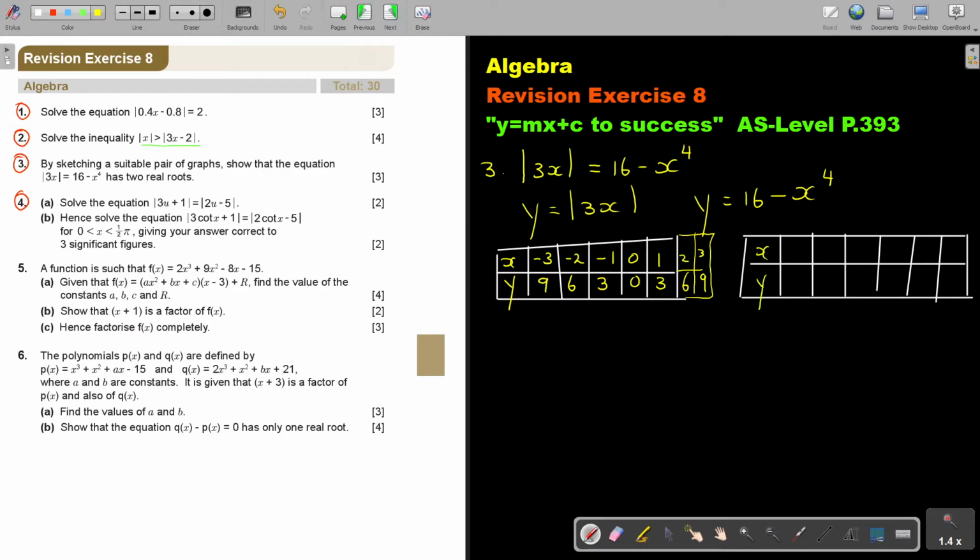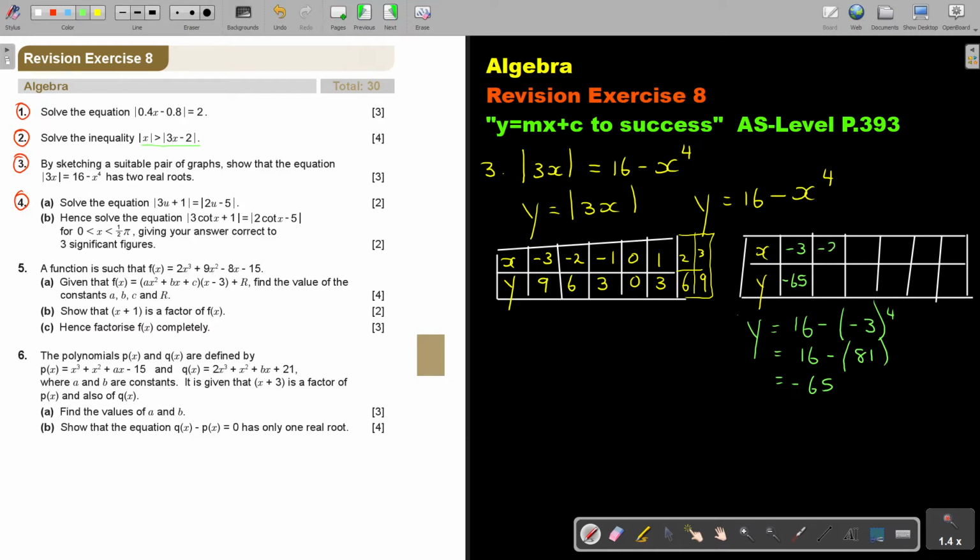Do exactly the same. Remember, I will substitute it like this. I will say 16 minus, and this is going to be very big, but let's put the -3. So 16 minus, it's -3 to the power of 4. If you go 3 to the power of 4, remember that negative becomes positive, so it's positive 81. So 16 minus 81, and that's -65.